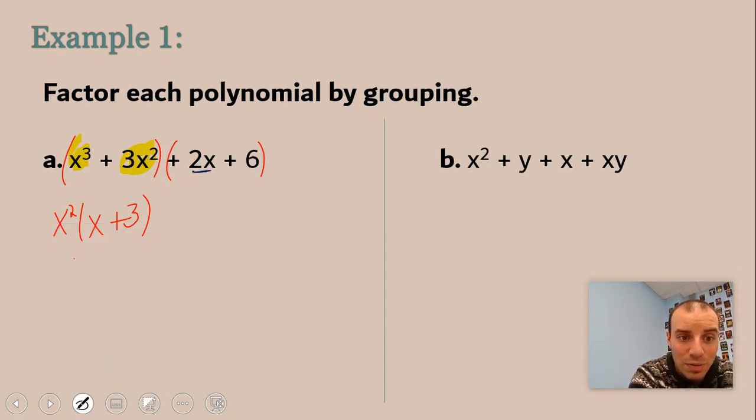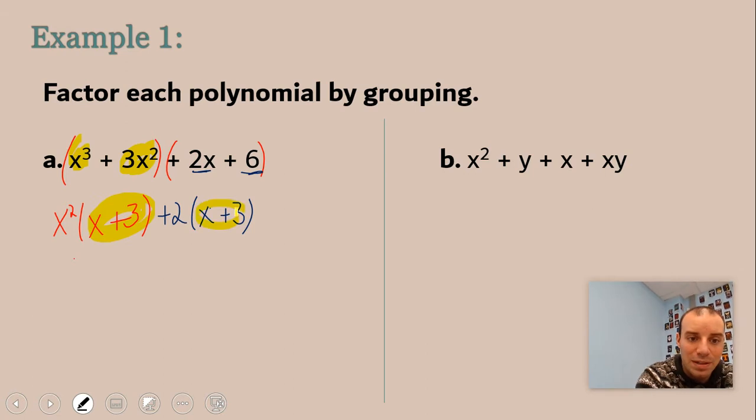Now I look at my second set of parentheses and I say, what can I take out of there? So I'm looking at 2x and 6. So I say to myself, what is the greatest common factor? Well, I can pull a 2 out of both of those. So I'm going to put it as a plus 2, because it's a positive 2 I'm pulling out. If I take a 2 out of 2x, I'm just going to be left with x. If I take a 2 out of 6, I'm going to be left with a positive 3. If you have done things correctly when factoring by grouping, this set of parentheses and this set of parentheses must match. They do, okay?